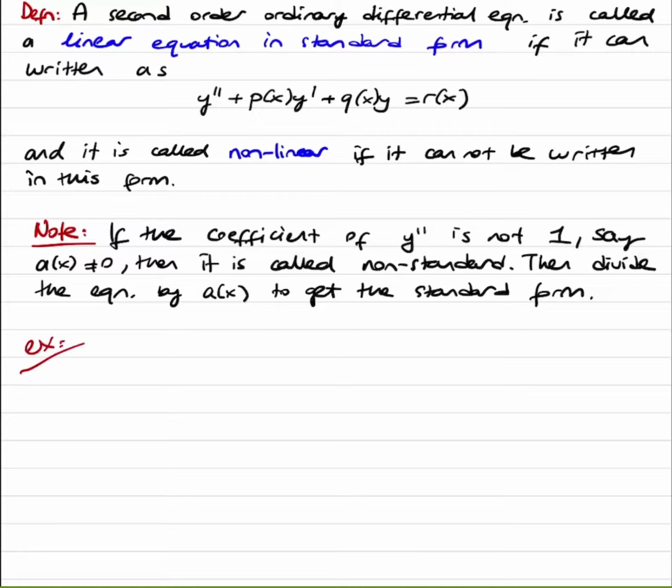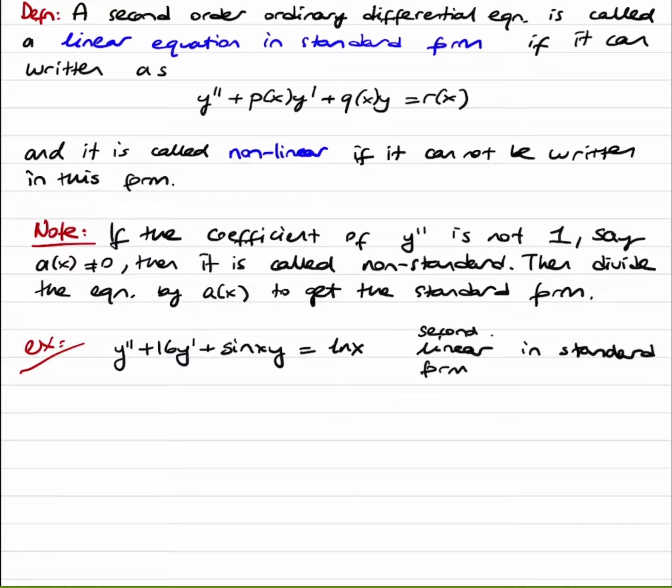Let me give examples for this. For example, let's say y double prime plus 16 y prime plus sine of x y is equal to ln x. This is second order linear in standard form.